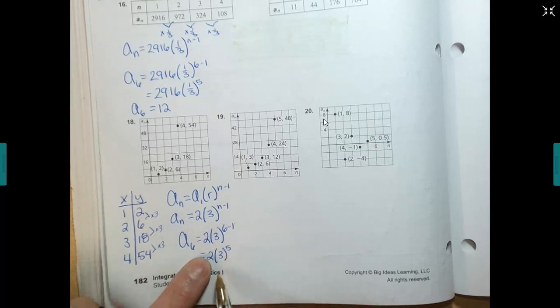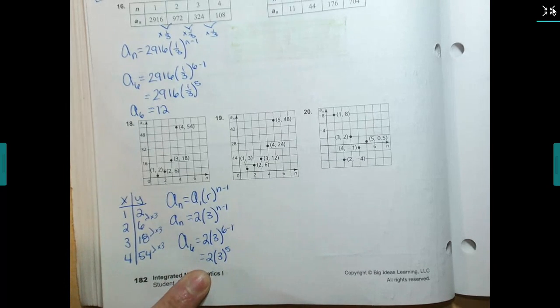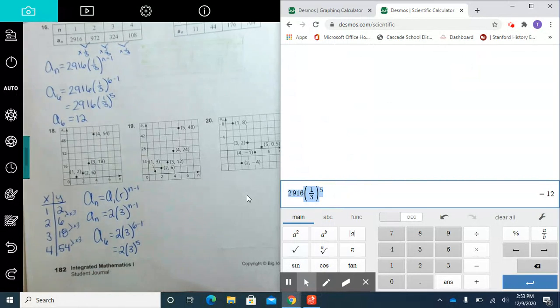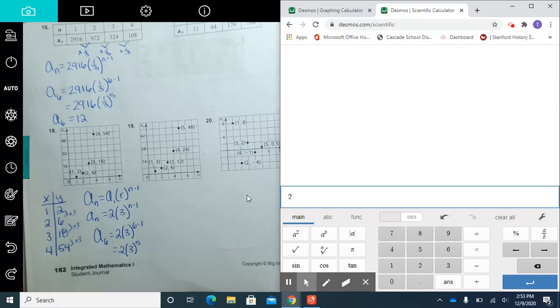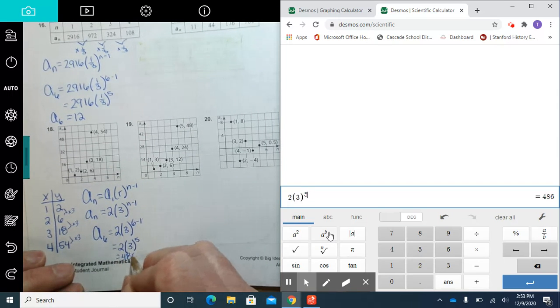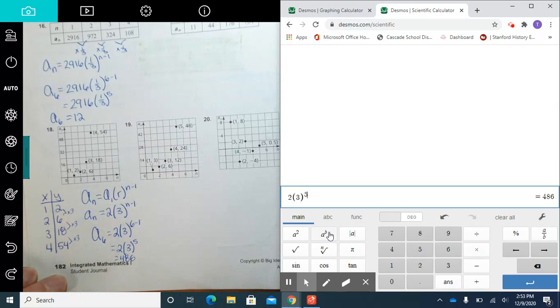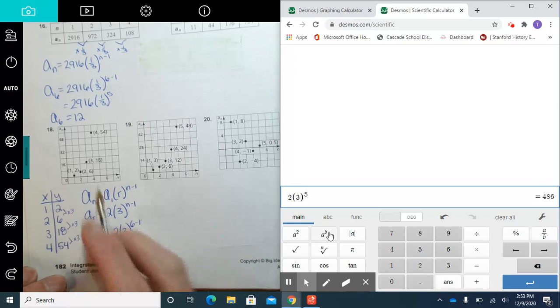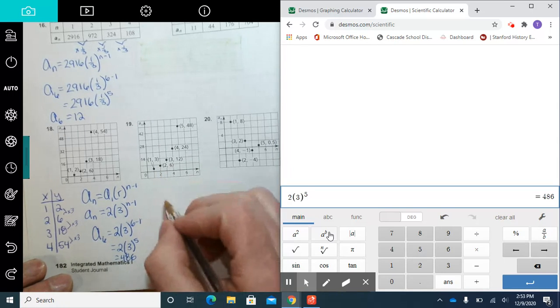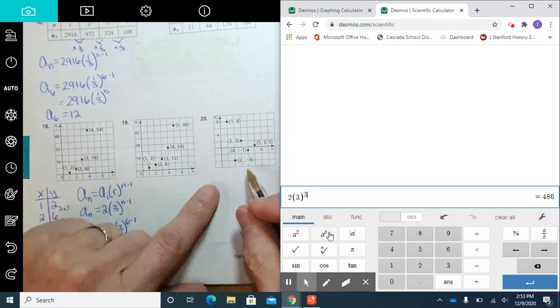So I'm going to go ahead and put this into my calculator. We got 2 times 3 to the 5th power. So I get 486. Well, that's way off my chart. So go ahead and do that. 19, do the same thing. Make your xy. Number 20.